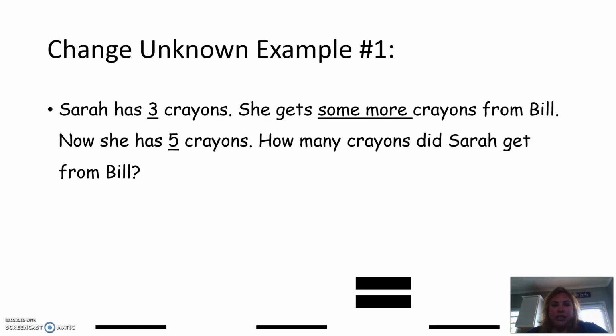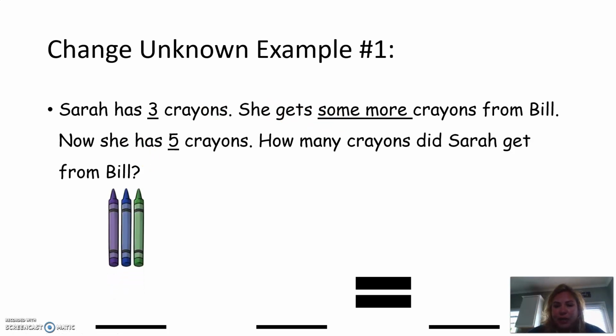All right, so Sarah has 3 crayons. She gets some more crayons from Bill. Now she has 5 crayons. So how many crayons did Sarah get from Bill? So remember, in that word problem solving, you're going to have to figure out your number sentence. So you've got 3 crayons. You know she had 5. You know she got some more from Bill. So here, right here, some more. You're going to use that question mark or that box, okay?